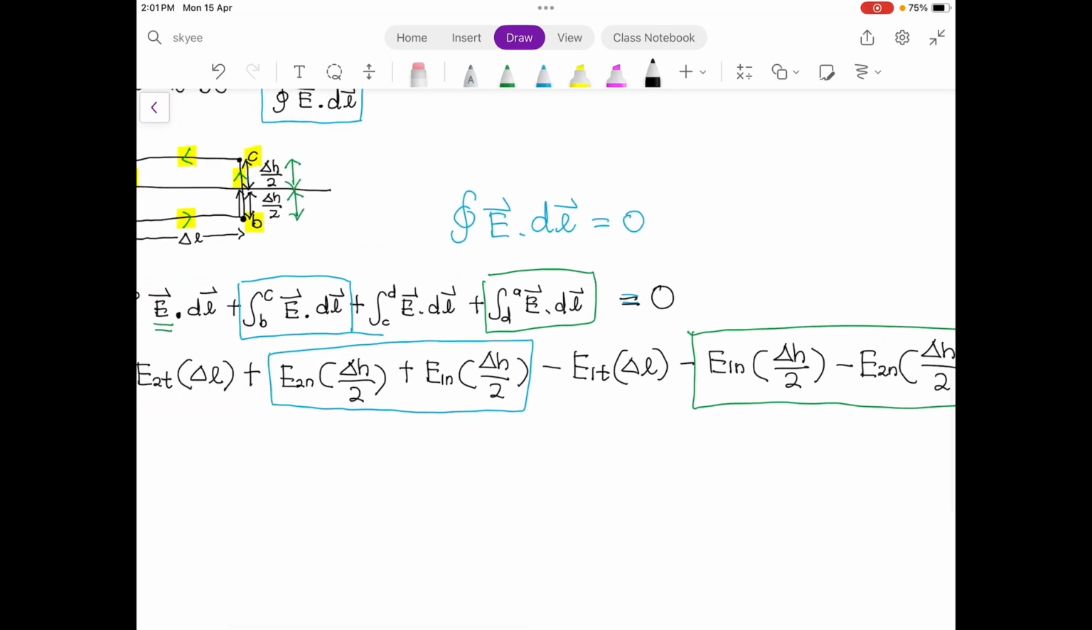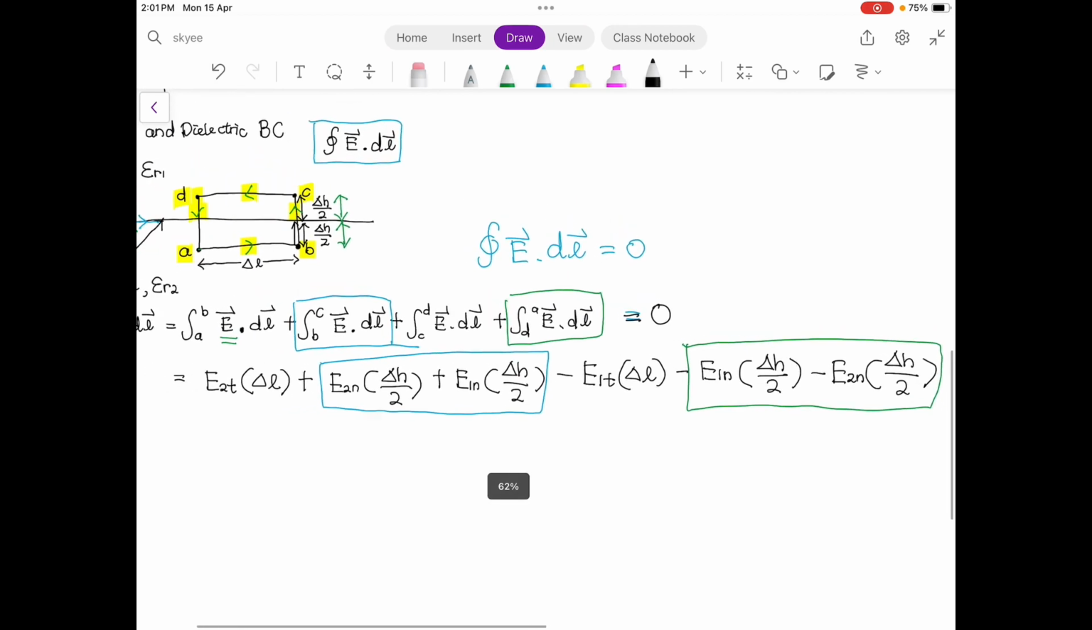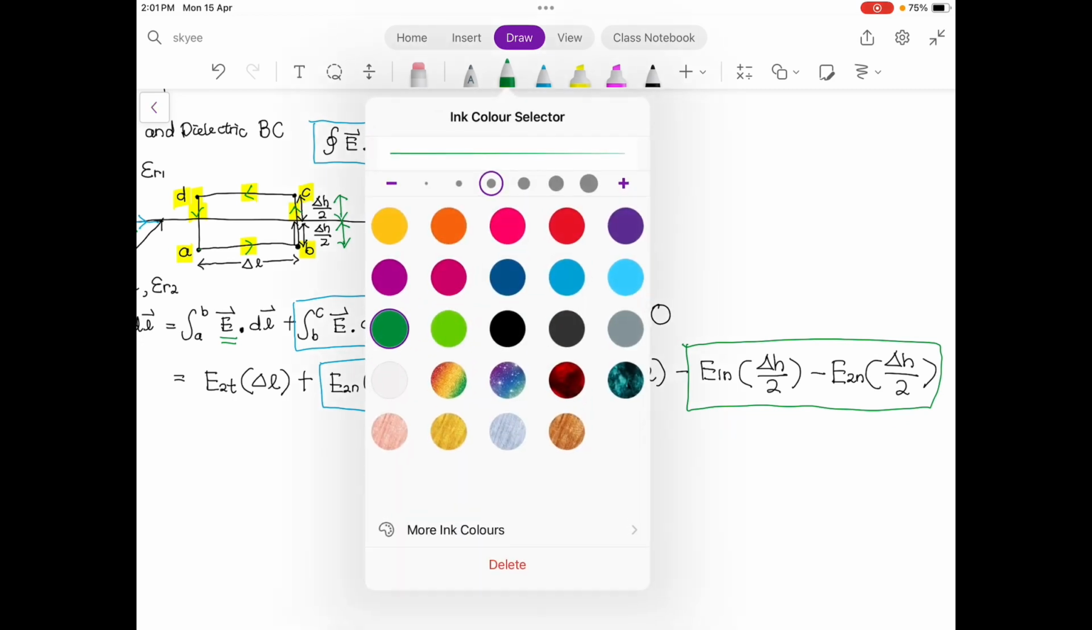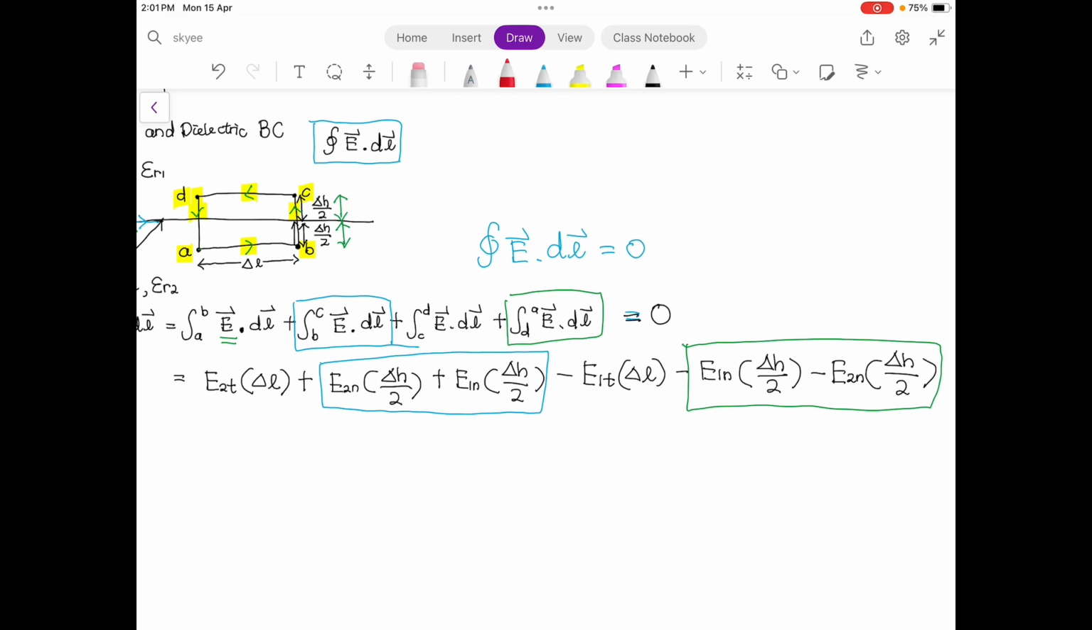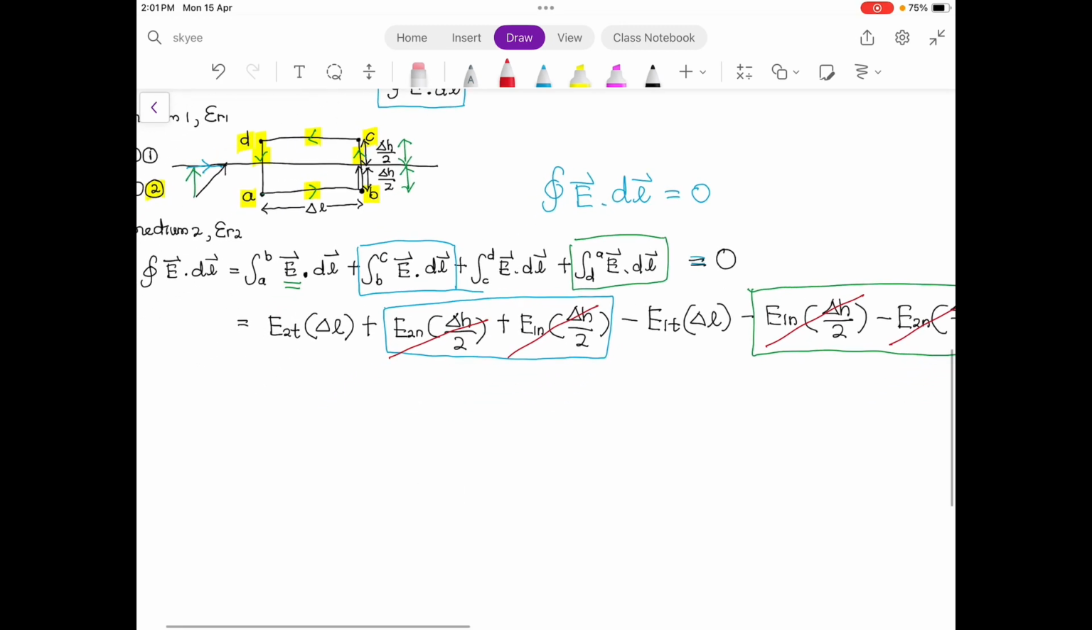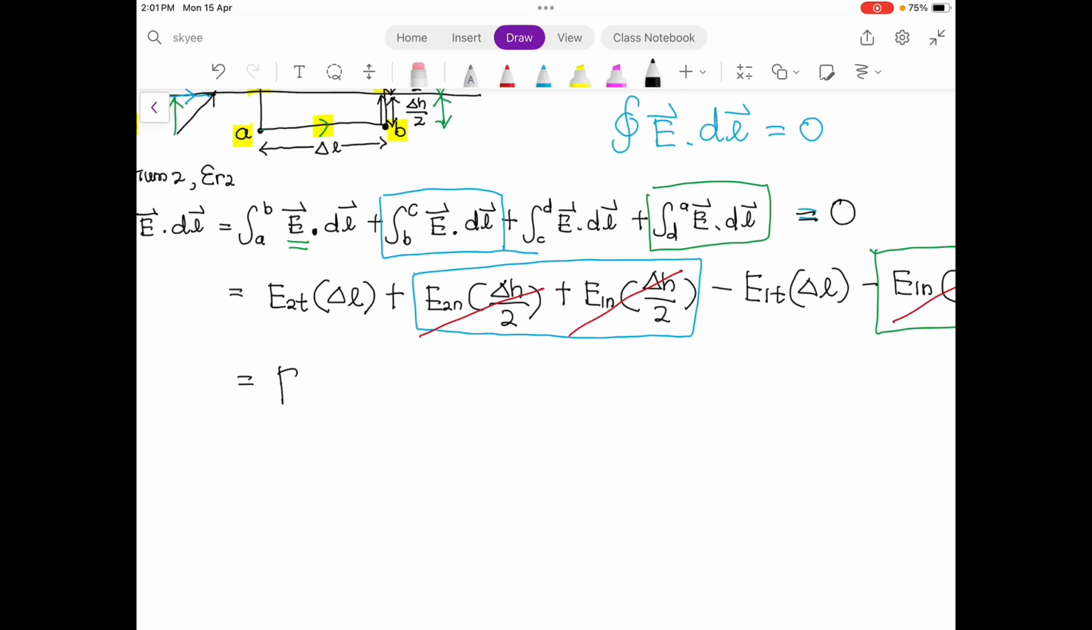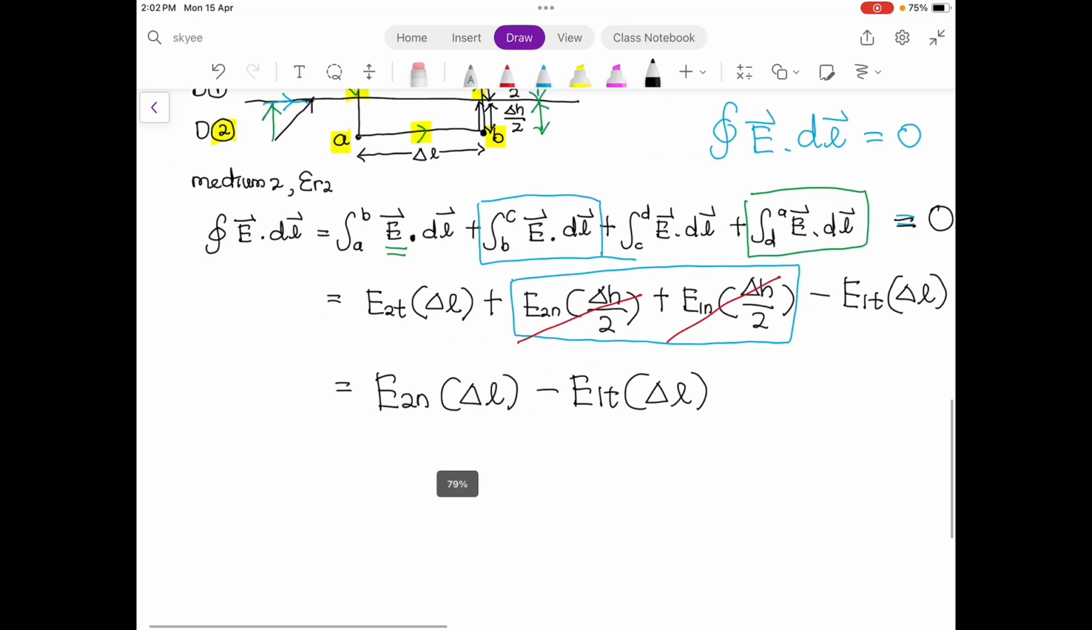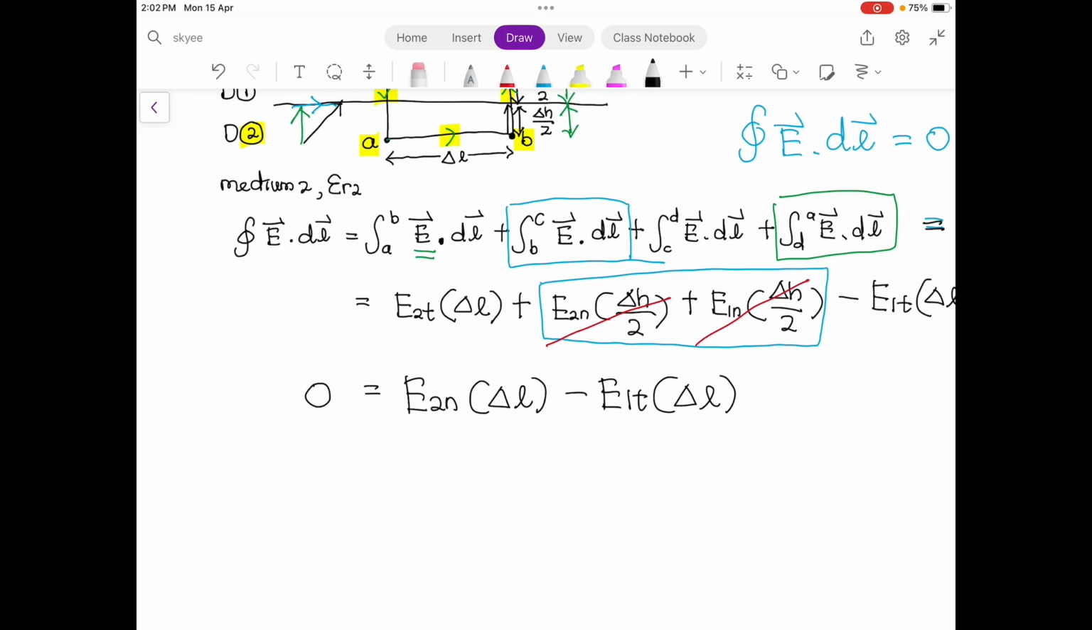If you simplify these two things, let's see what will happen. This is E2n positive, this is E2n negative, so you can cancel it. This is E1n positive, this is E1n negative, you can cancel it. So at the end, you only have left E2t delta L minus E1t delta L is equal to 0. If you continue to simplify it, you can write it as E1t is equal to E2t.